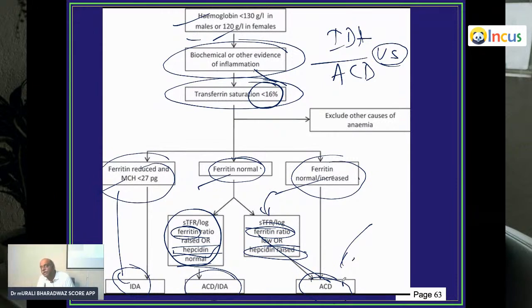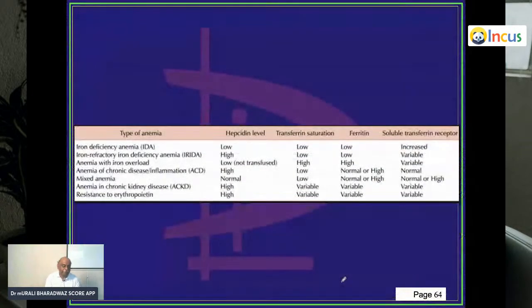anemia of chronic disease. Anemia of chronic disease is identified by the presence of increased hepcidin and a low ferroportin. That's how you need to remember. So, doctor, hepcidin level, transferrin saturation, ferritin, and soluble transferrin receptor. With that, you will be able to reach a conclusion.